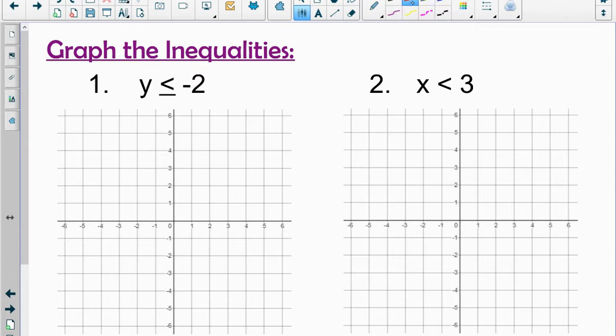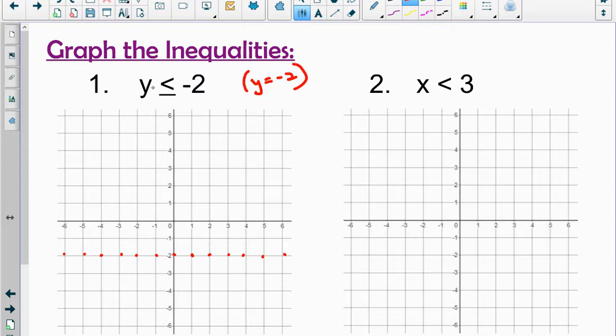So if we follow our 3 steps, we want to start by graphing the boundary. The boundary is going to be at the equation y equals -2. So this time I want to know where are all of the ordered pairs that have a y coordinate of -2. Well, that's going to line up going through the y-axis at -2. All of those ordered pairs have a y-coordinate of -2, and the x-coordinate is the one that changes.